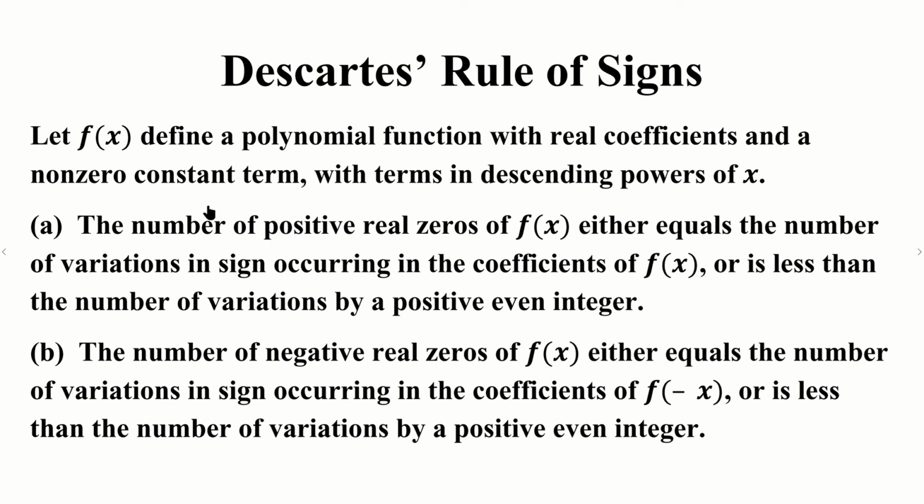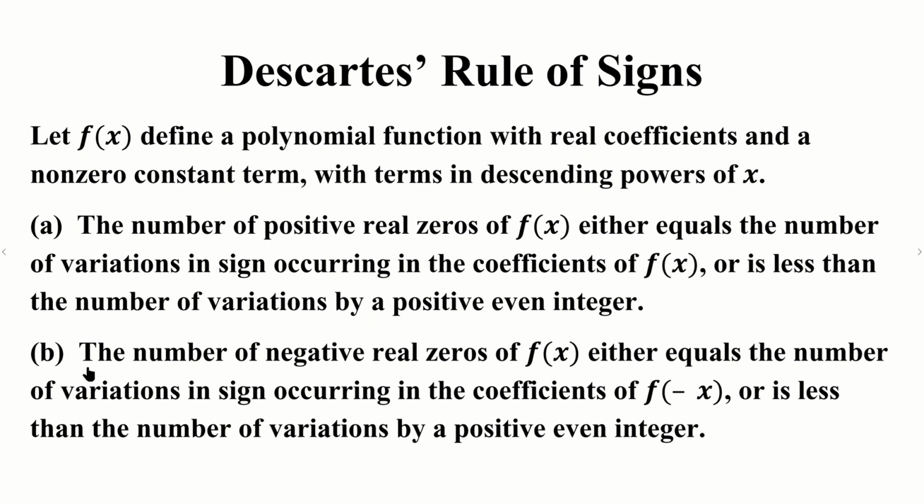Now, what Descartes' rule of signs tells you is something about the signs of the zeros of a function. Now, the number of positive real zeros of f of x either equals the number of variations in sign occurring in the coefficients of f of x, or is less than that number of variations by a positive even integer, okay?